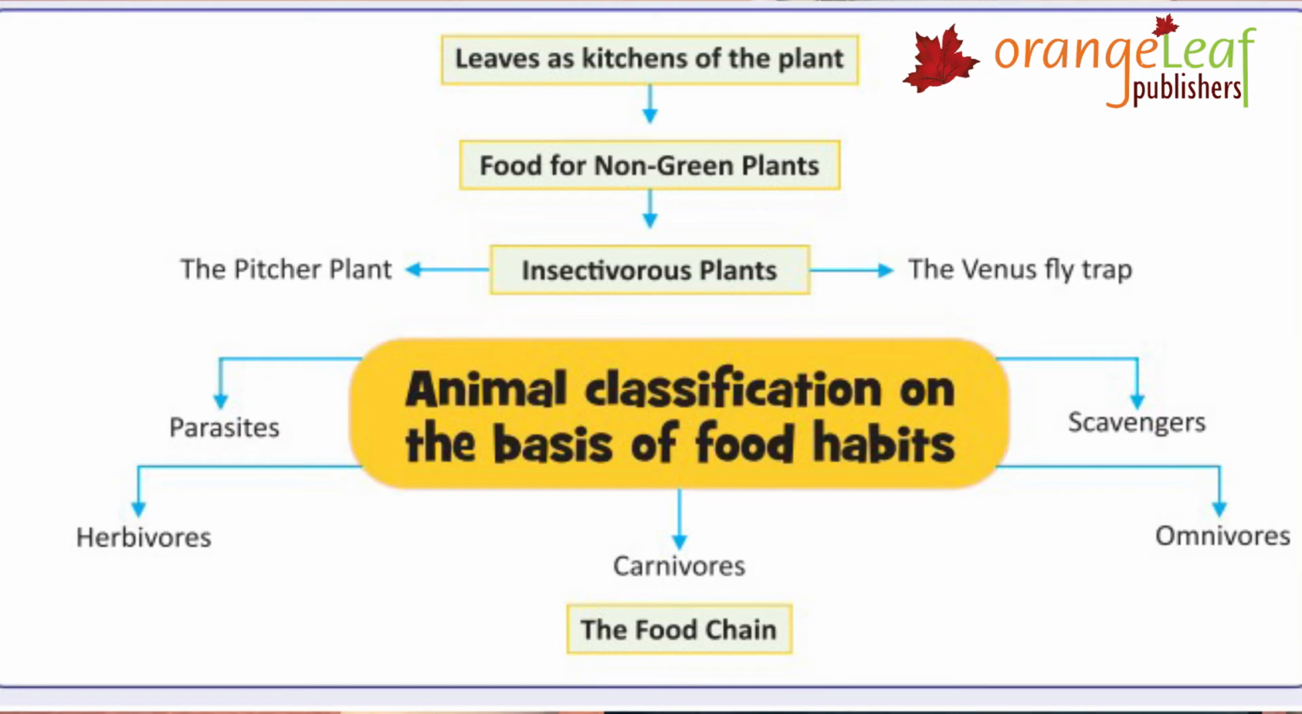Animals can be classified on the basis of their food habits into five groups: herbivores, carnivores, omnivores, scavengers, and parasites. The way a living being gets its food is called the food chain.